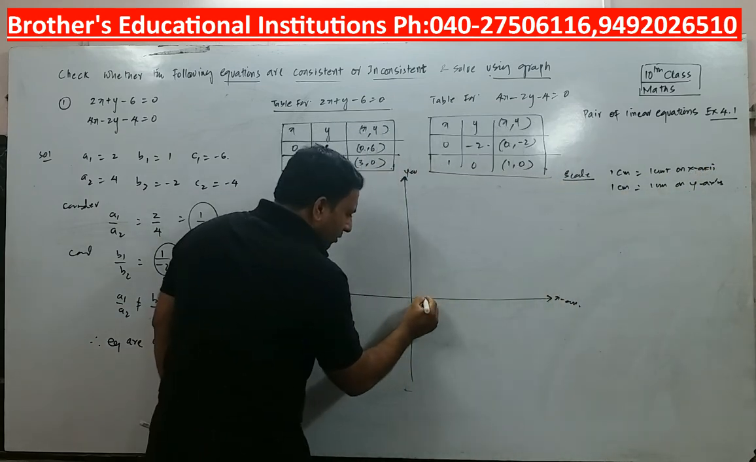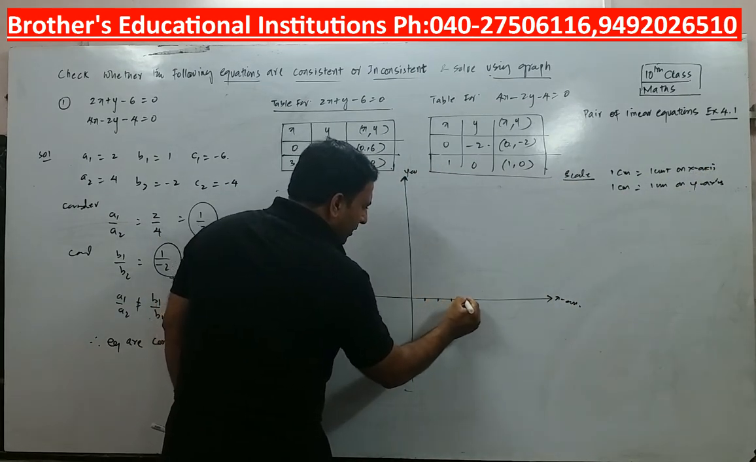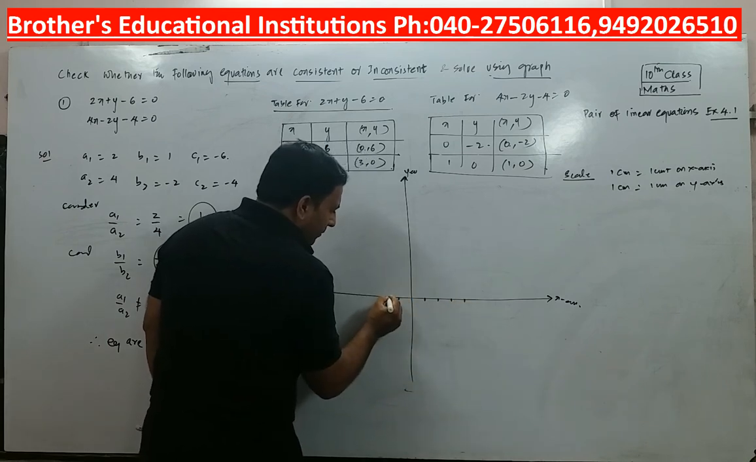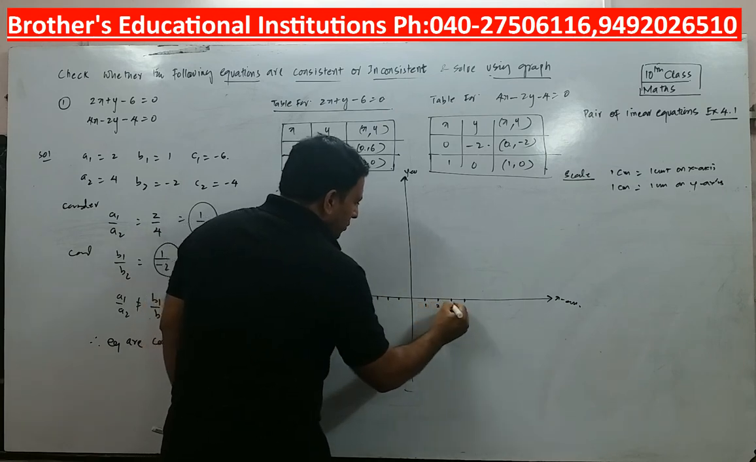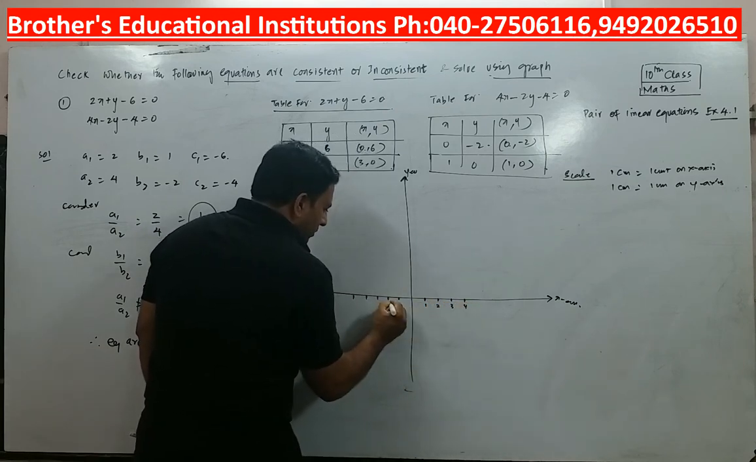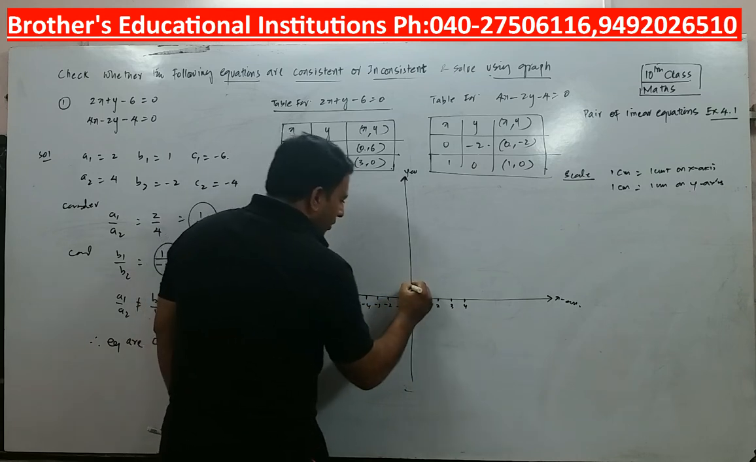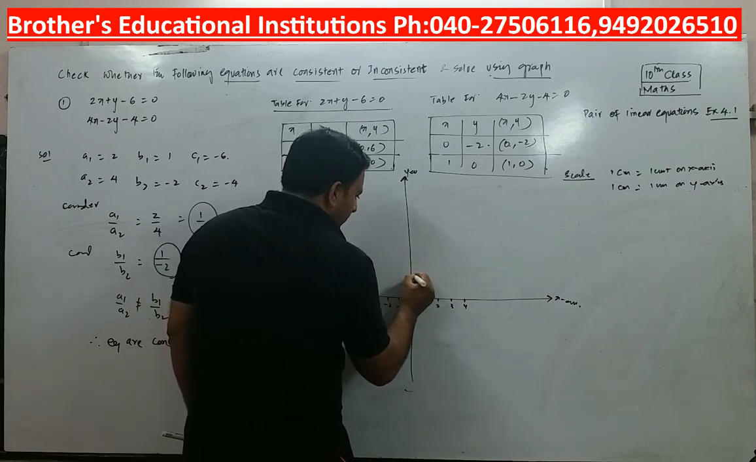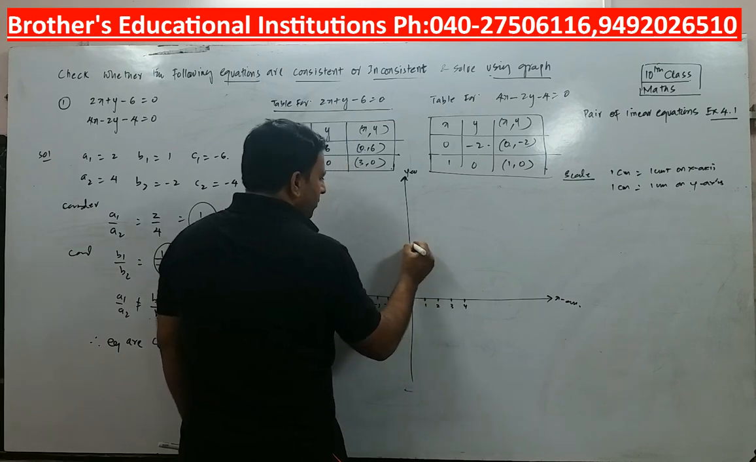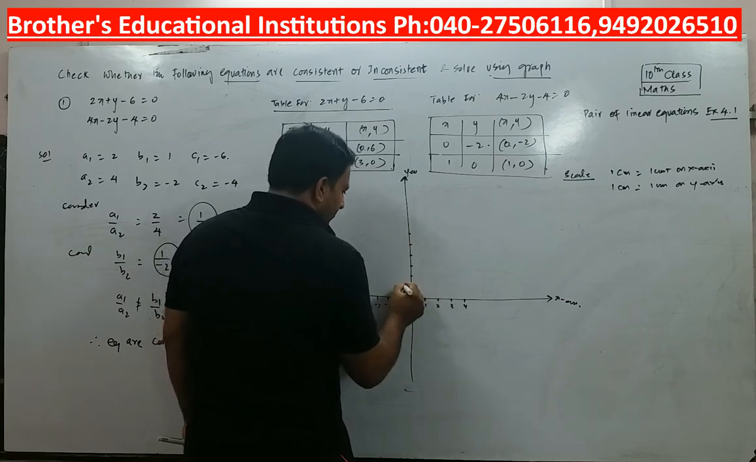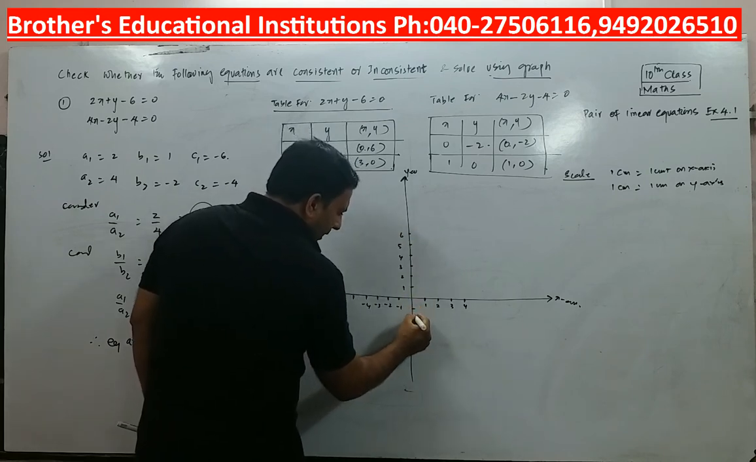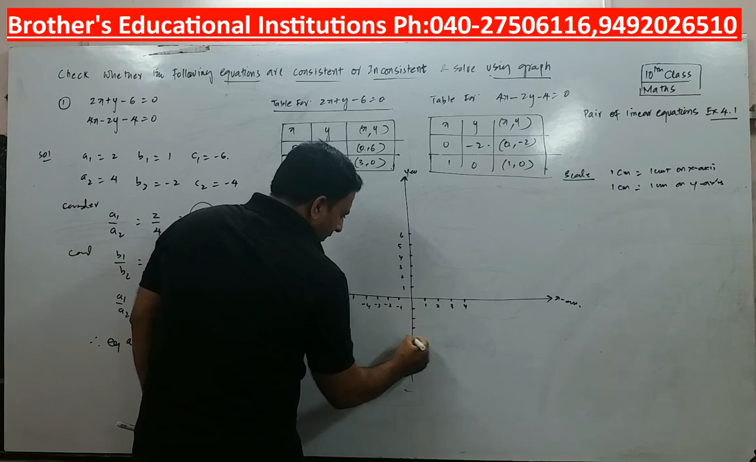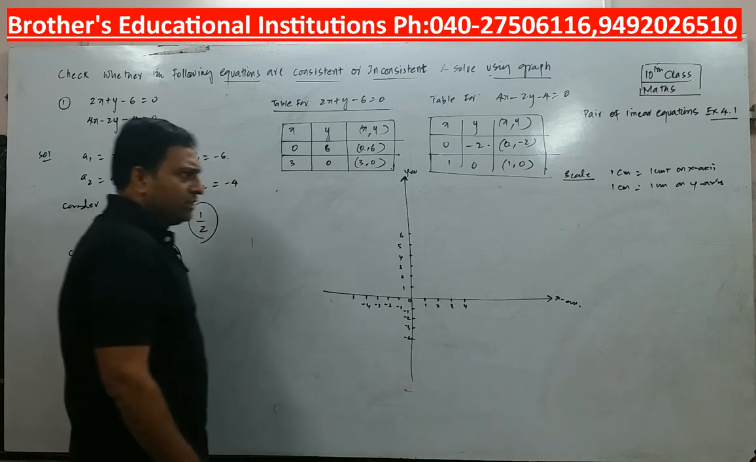So this is my 1 centimeter, 1 centimeter, 1 centimeter, 1 centimeter. Both sides I will take equal distances, right? So this is 1, 2, 3, 4, minus 1, minus 2, minus 3, minus 4. On y also 1, 2, 3, 4, 5, 6. Negative side of y-axis, minus 1, minus 2, minus 3, minus 4. And you all know, this is 0.